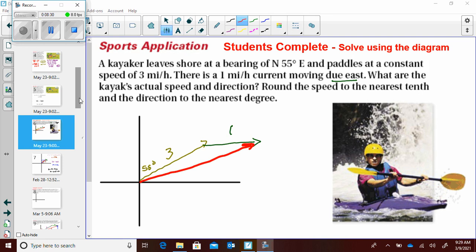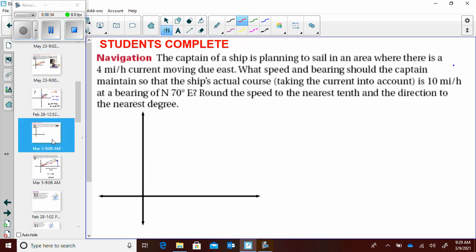All right, so we have now set up and solved. You're going to solve this one. And I also want you to take this problem here and set it up and solve it. Okay, we will go over these in class. Good luck.